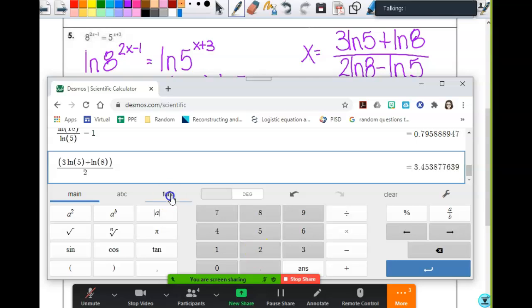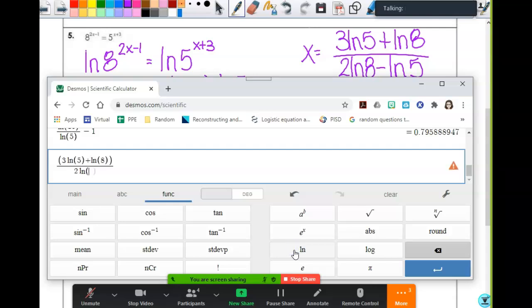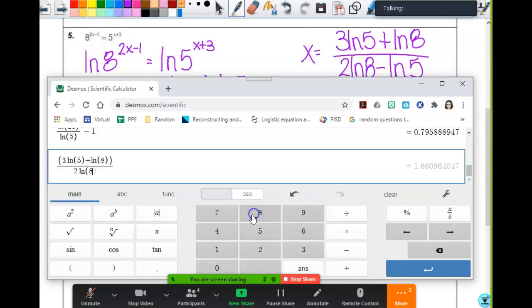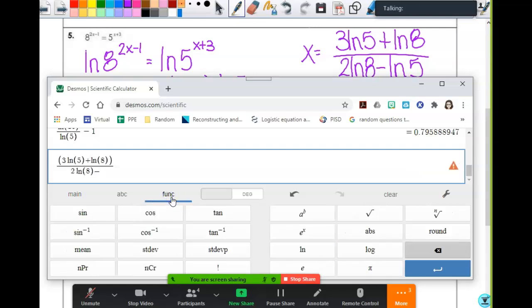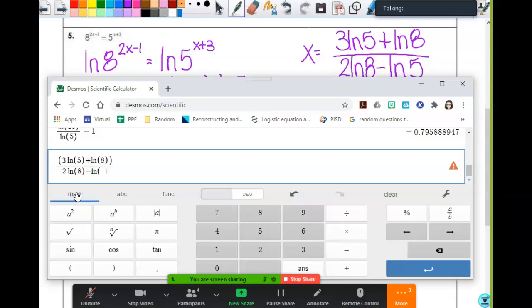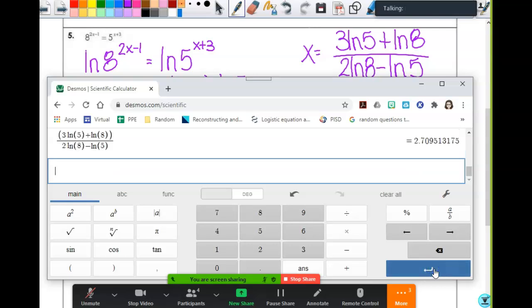So we get 2 natural log of 8 minus natural log of 5. Close my parentheses. Double check that I typed it in right. That's one nice thing about calculators, that you can actually see the stuff on. Boom, there's my answer. Okay.